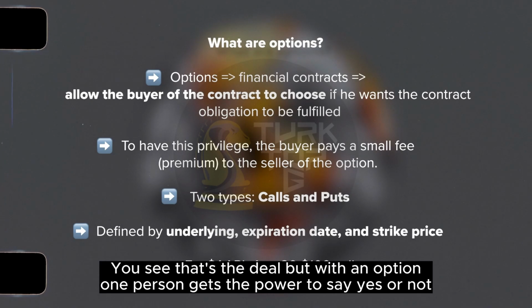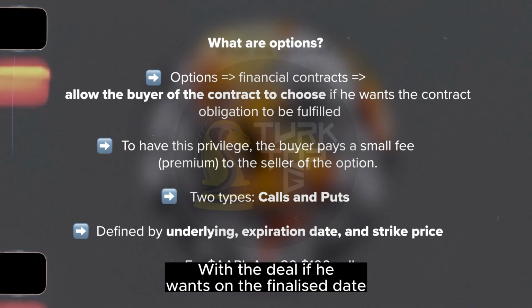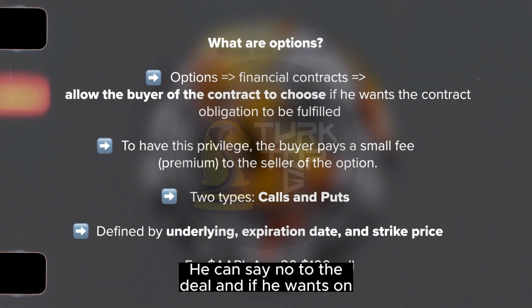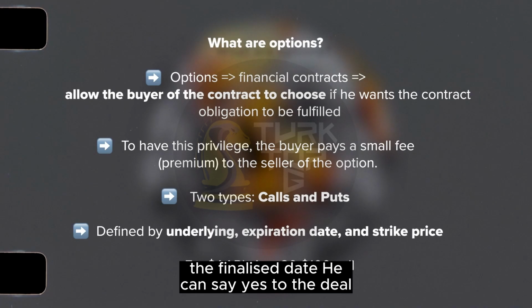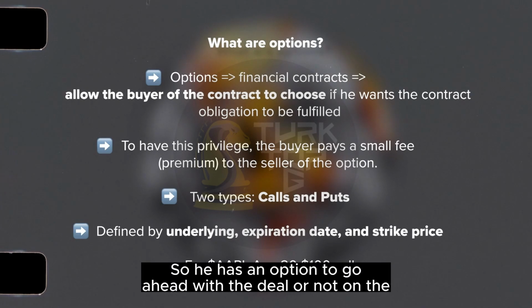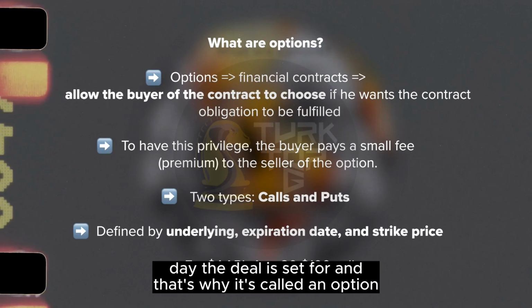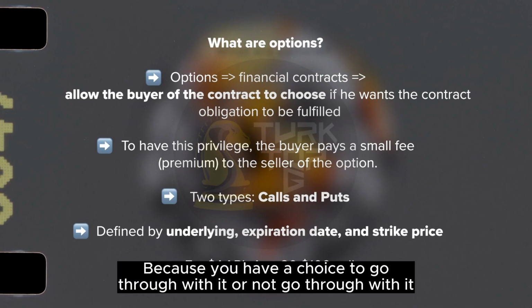But with an option, one person gets the power to say yes or no to the deal. If he wants, on the finalized date, he can say no to the deal. And if he wants, on the finalized date, he can say yes to the deal. So he has an option to go ahead with the deal or not on the day the deal is set for. And that's why it's called an option, because you have a choice to go through with it or not.